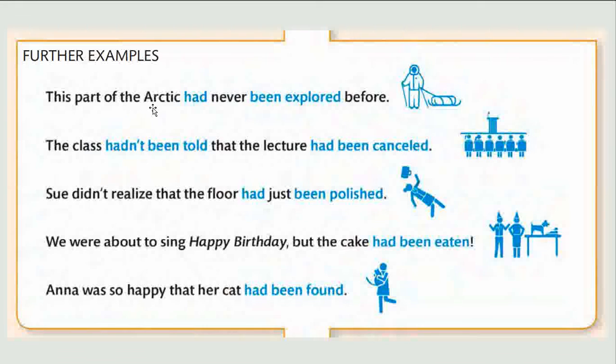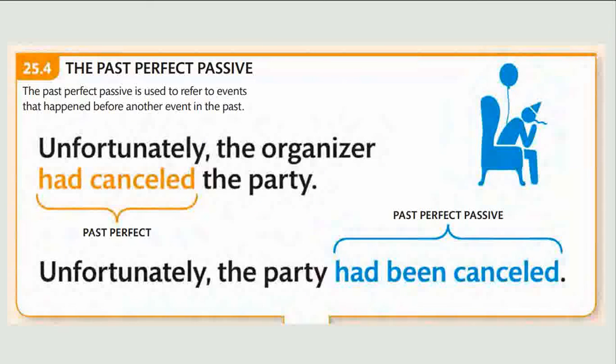This part of the Arctic had never been explored before. The class hadn't been told that the lecture had been cancelled. Sue didn't realize that the floor had just been polished. We were about to sing happy birthday, but the cake had been eaten. Anna was so happy that her cat had been found. These sentences are in passive voice, and which form of the passive voice? It is past perfect.